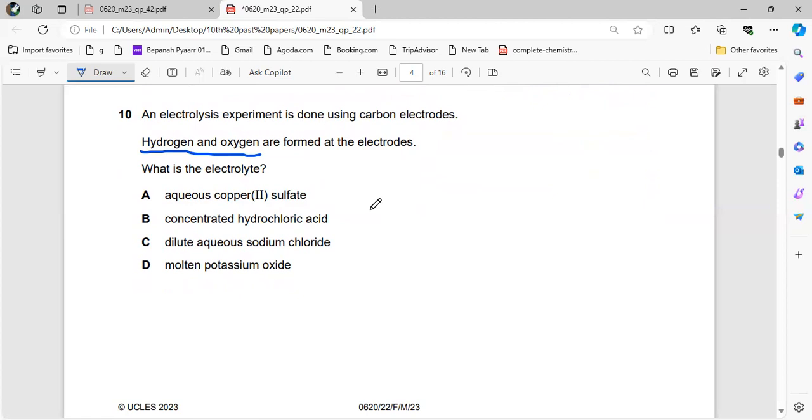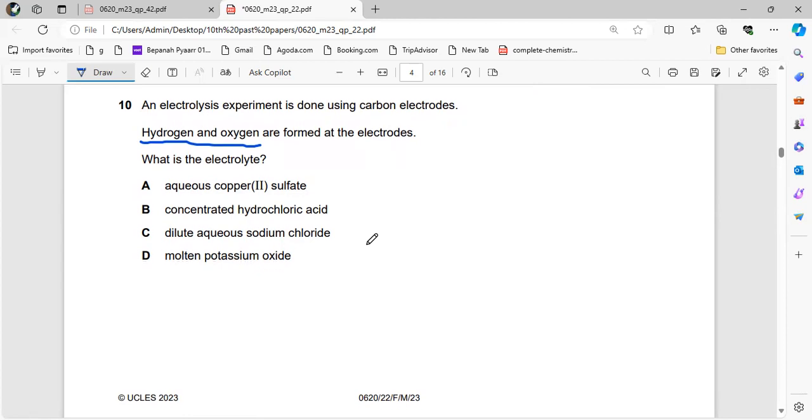In second, we have hydrochloric acid. Again on cathode we will have hydrogen, and on anode, as it is a concentrated solution, it will be chlorine. Next is dilute aqueous sodium chloride. In this case at cathode we will have hydrogen, as sodium is more reactive than hydrogen, it will stay in the solution and we have hydrogen as the product. And as it is a dilute solution, instead of chlorine, we will get oxygen as the product. So C is the correct option.